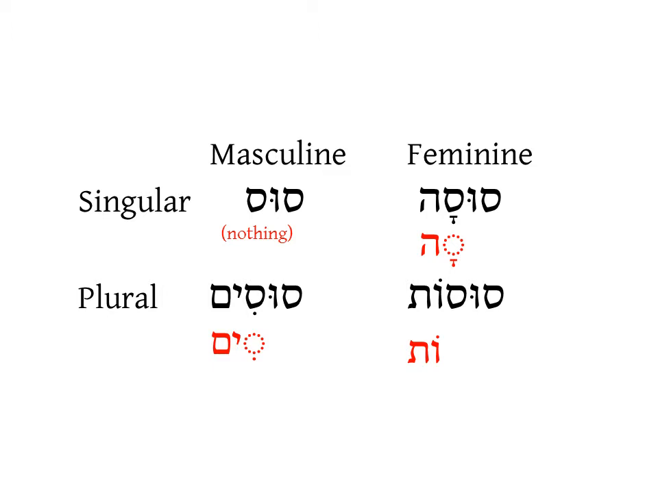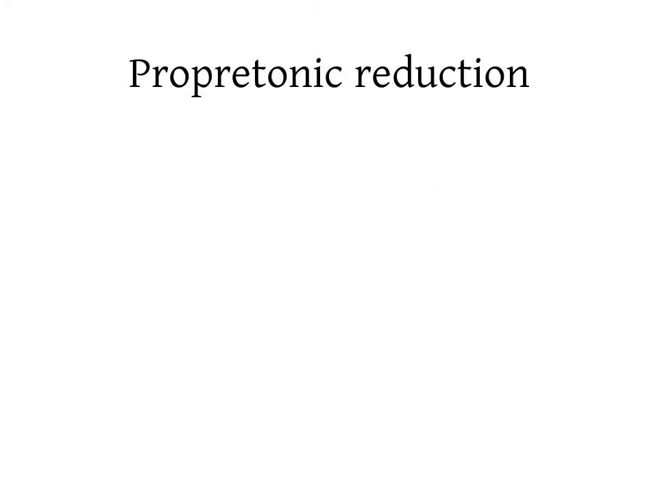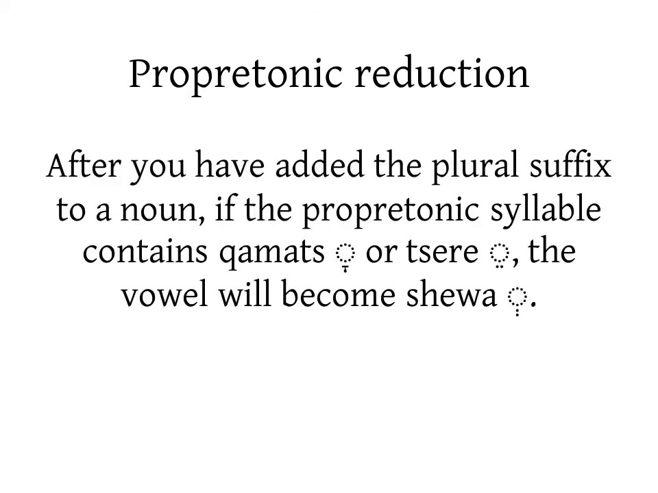Let's refresh our memory of the endings on a regular noun. Sus would become susim, and susa would become susot. The first of these vowel change patterns that we will look at together is called propretonic reduction.